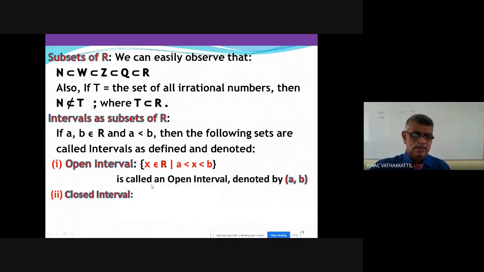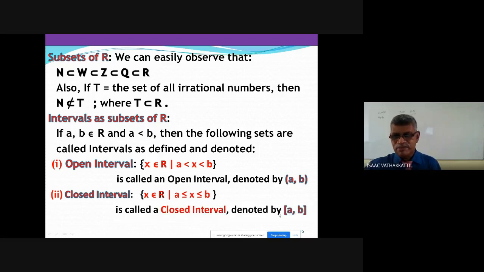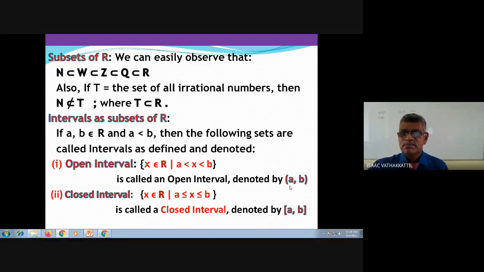Now the closed interval. The only difference is that A and B are included. Set of all x in R such that A less than or equal to x less than or equal to B is called a closed interval. And we have a notation. Remember the difference between open interval AB and closed interval AB. The notation is round brackets for the open interval and square brackets for the closed interval AB. In closed interval AB, the end points A and B are included. In open interval, both the end points are not included.